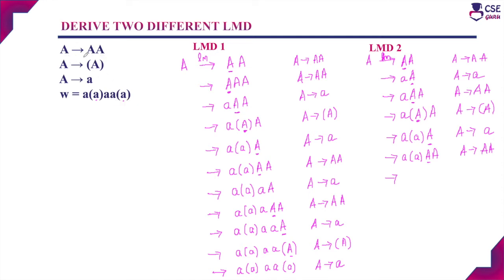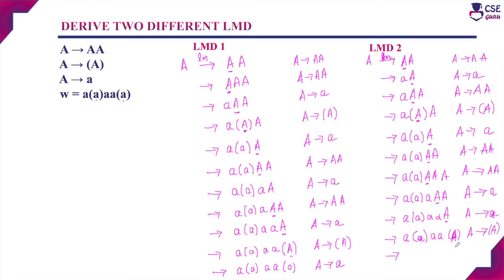So we will apply the production rule. A derives AA. Choose the leftmost non-terminal and apply the production rule. A derives A. Again choose the leftmost non-terminal and apply the production rule. A derives A. Now only one non-terminal is there and apply the production rule. A derives open bracket A close bracket. Now only one non-terminal symbol is there. Apply the production rule. A derives A.